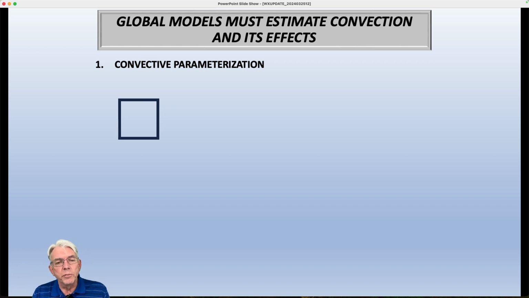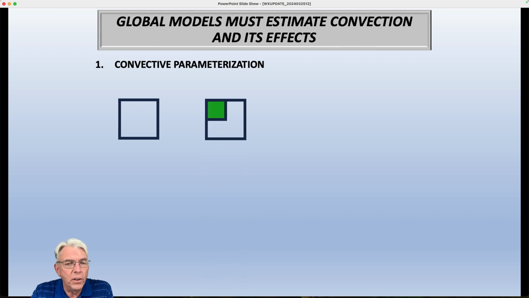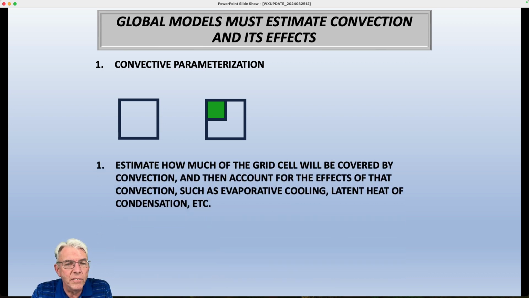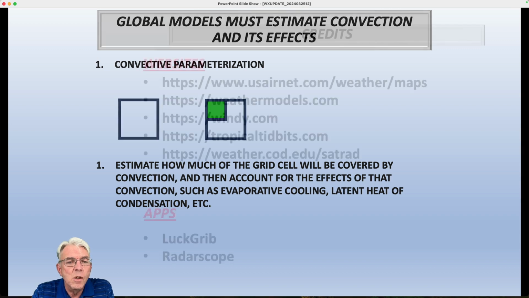And so it looks at all these different parameters and then estimates how much of that grid cell will be covered by thunderstorms. So let's say in this particular case, it thinks 25% of the box is going to be covered. So then it tries to estimate how much of the grid cell will be covered by convection and then account for the effects of that convection. Other things that it would want to look at is evaporative cooling. When rain falls into subsaturated air, there's evaporation that goes on and that cools the air. Or the latent heat of condensation. When raindrops actually form, that process leads to heat. And so it tries to account for all of these different effects.